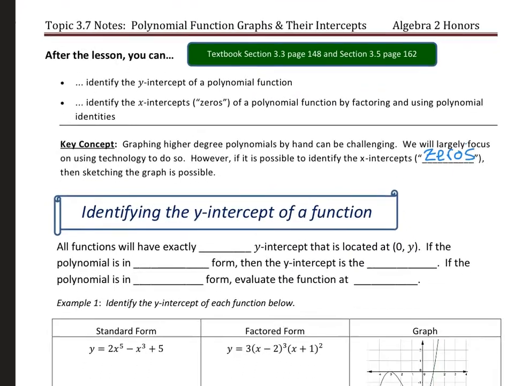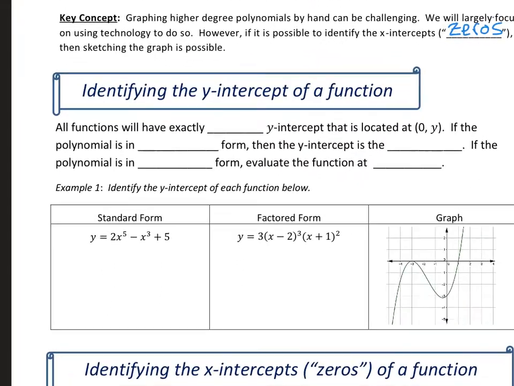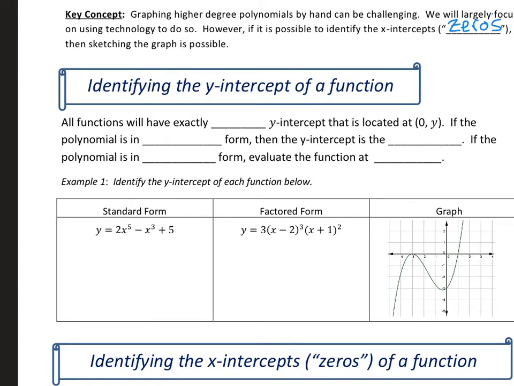All right, when it comes to identifying the Y-intercept of a function, it can be pretty simple. Remember, we've talked about this before, that every function has exactly one Y-intercept. You're never going to see more than one Y-intercept. If you do, it is not a function, as it would fail the vertical line test.